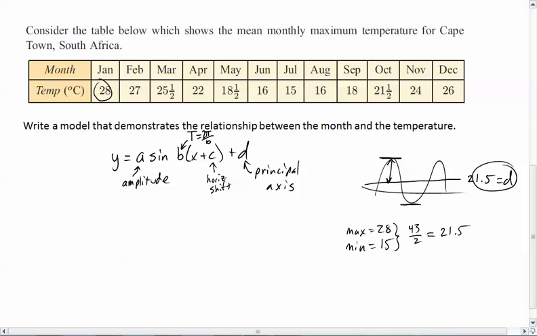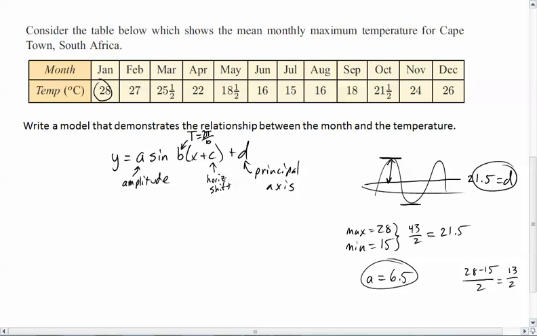Okay, now I should be able to get the amplitude really easily because the amplitude is just the distance from the maximum to there or from the minimum to there. And so 28 to 21.5, you could just subtract those, which is 6.5, or I can do 21.5 minus 15. No matter how you do it, you're going to get that the amplitude is 6.5. Of course, you could have also gotten that by doing 28 minus 15 divided by 2, because that's just the distance between them, and then halved, because it's only half the distance. So 13 divided by 2, which is again 6.5. So now I've got two pieces of my equation already, and I haven't really even done any work.